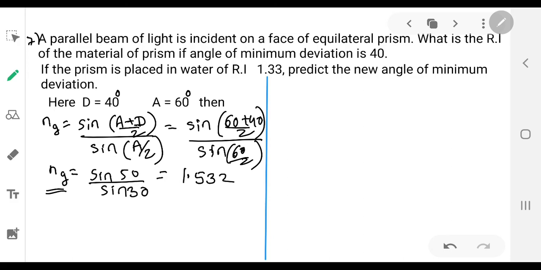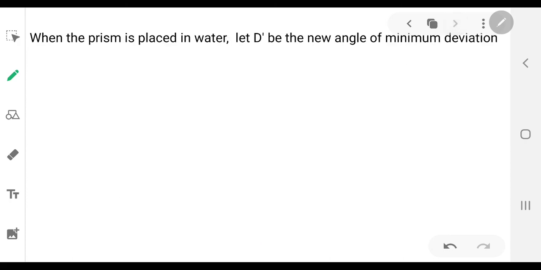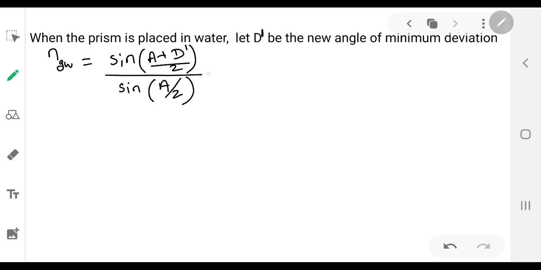So when the prism is placed in water, let D dash be the new angle of minimum deviation. So now the refractive index becomes n_gw, that is the refractive index of glass with respect to water, because the prism is placed in water. So it is sine of (A plus D dash) divided by 2, the whole thing divided by sine of A by 2. So D dash is the unknown quantity in this equation.